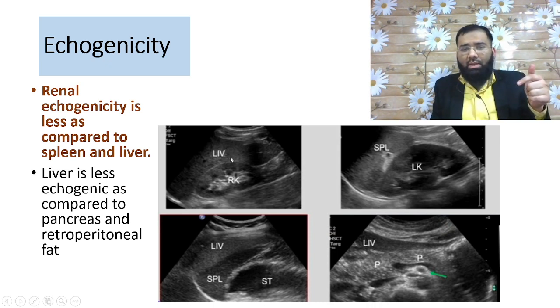So if you see a kidney, you see that it is less echogenic than the liver. Here is the left kidney, this is the spleen, and you can see that this left kidney is less echogenic than the spleen. So that is normal. Okay. At the same time, I mentioned an extra point that liver is less echogenic as compared to pancreas, and pancreas is less echogenic as compared to retroperitoneal fat.